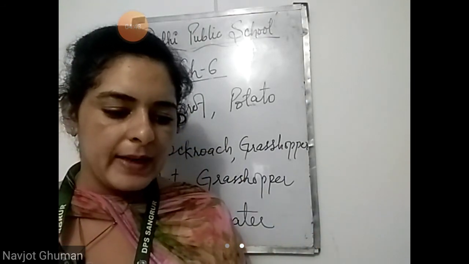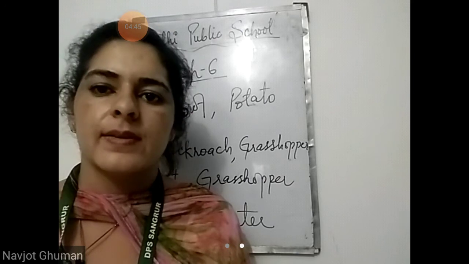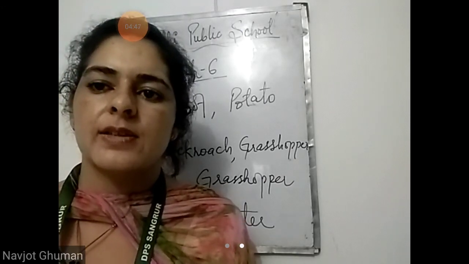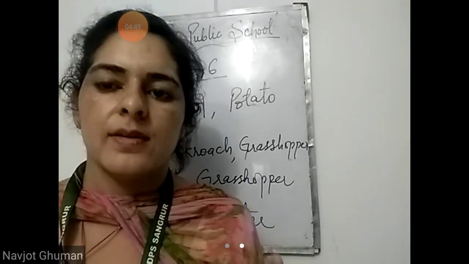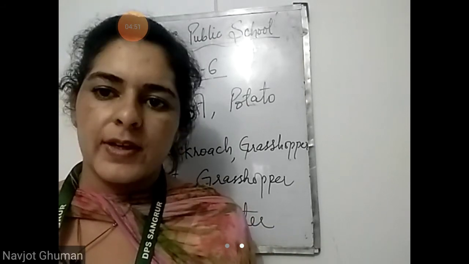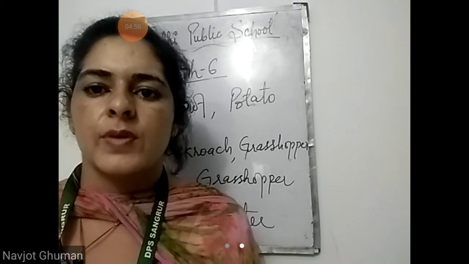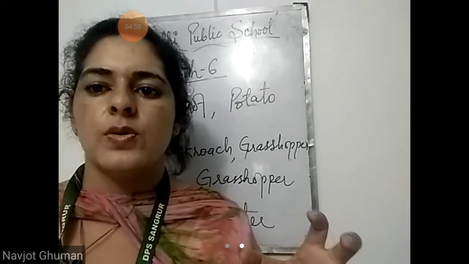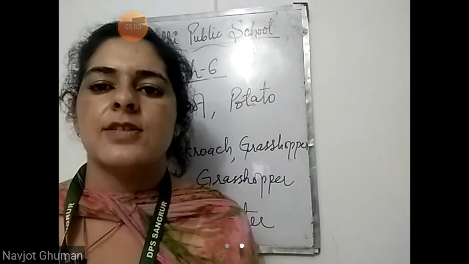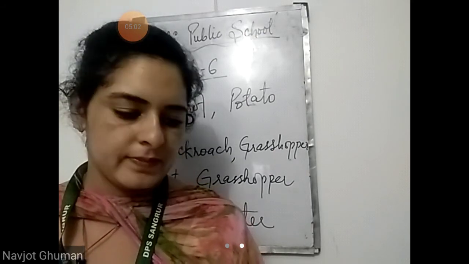Part of a plant that helps it to breathe. किस पार्ट से प्लांट्स ब्रीथ करते हैं? That is stomata. Part of an insect that helps it to feel changes around it. कौन से पार्ट से जो इंसेक्ट्स हैं वो फील कर सकते हैं चेंजेस? That is the antenna.